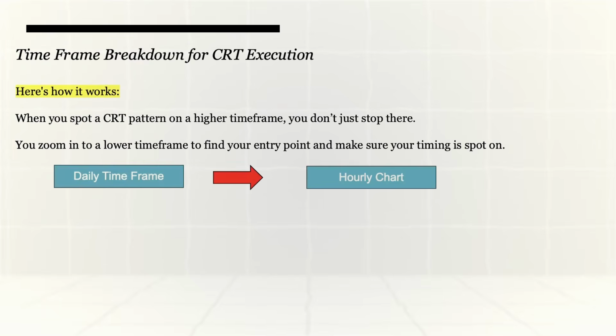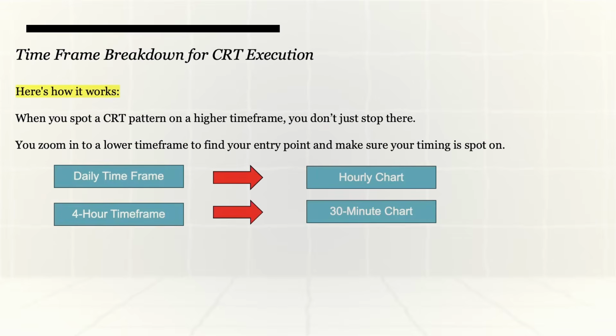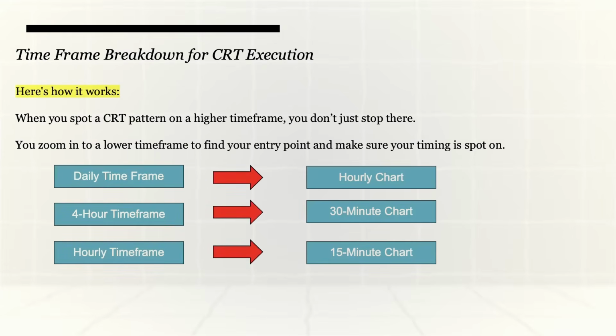Likewise, if you identify a CRT setup on the 4-hour chart, the ideal step is to drop down to the 30-minute chart to optimize your execution. Lower time frames expose subtle price movements that may not be clearly visible on higher time frames. If you detect a CRT formation on the hourly chart, the 15-minute chart becomes the preferred execution level for added precision. Finally, when working with the 15-minute chart as your higher time frame, the 1-minute chart can provide short-term scalp opportunities for traders who prefer fast executions.